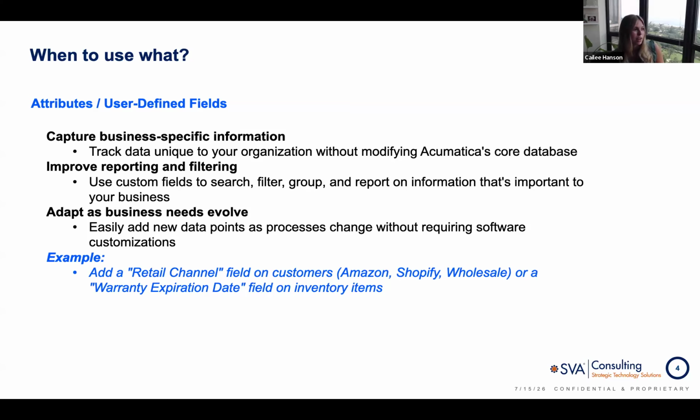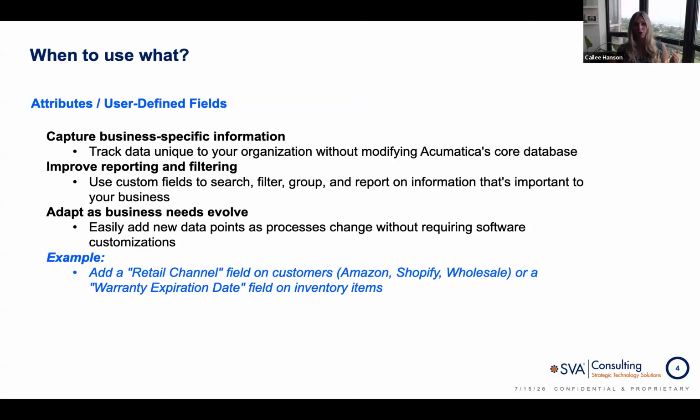One example we have here is if we add a retail channel field on the customers, maybe we want to see channel by Amazon, Shopify, or wholesale. Maybe those aren't necessarily different order types in Acumatica, but on the customer level, we just want to track whether those customers are working through Amazon, through Shopify, or through a different type of revenue stream.